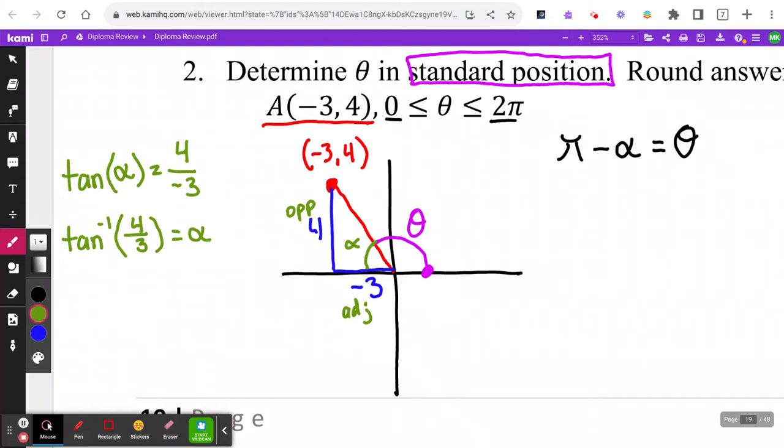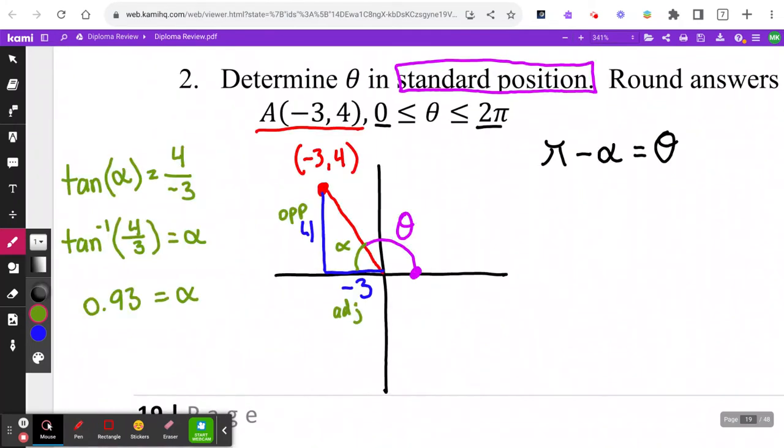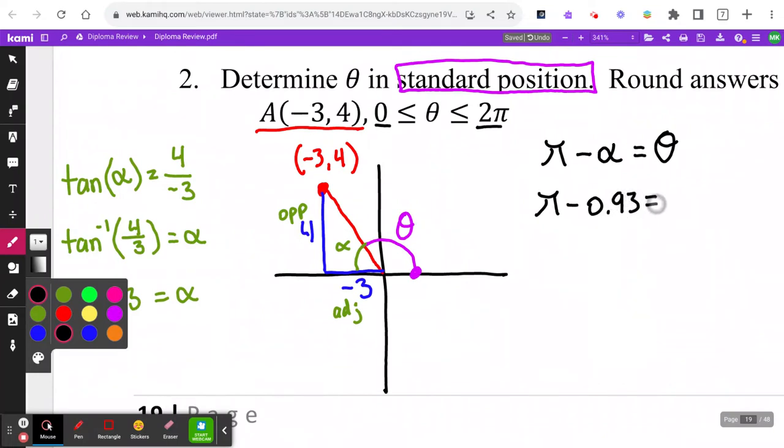Now that I know I'm in radian mode, I go second tan. It's 4/3, right? Yeah. 4/3. It is 0.93 radians. Now I can do my answer. Pi minus 0.93 radians will give me theta.